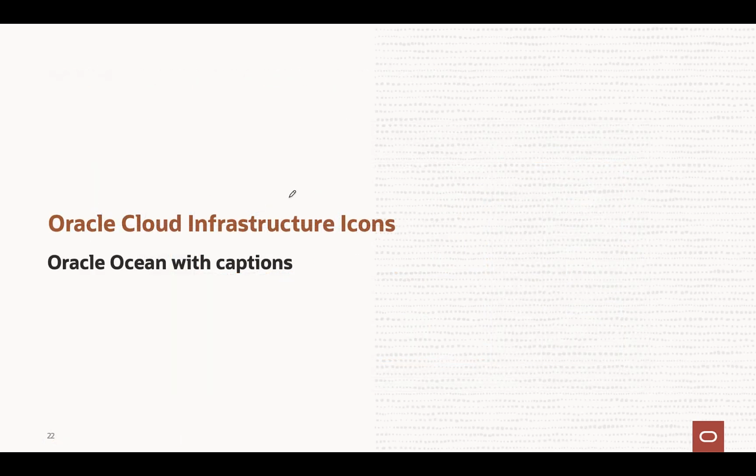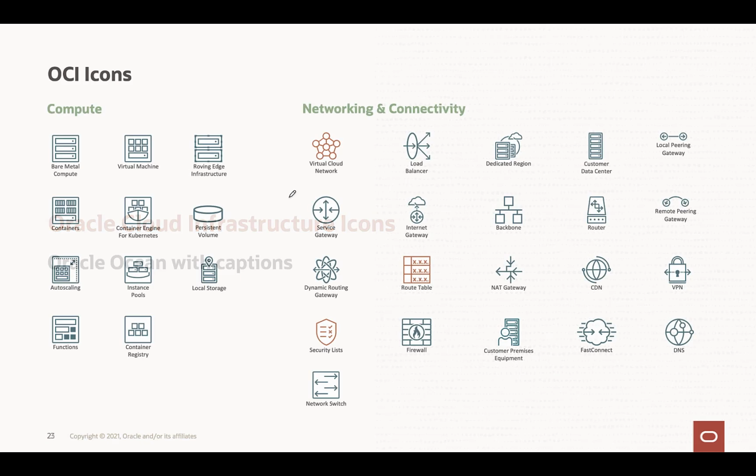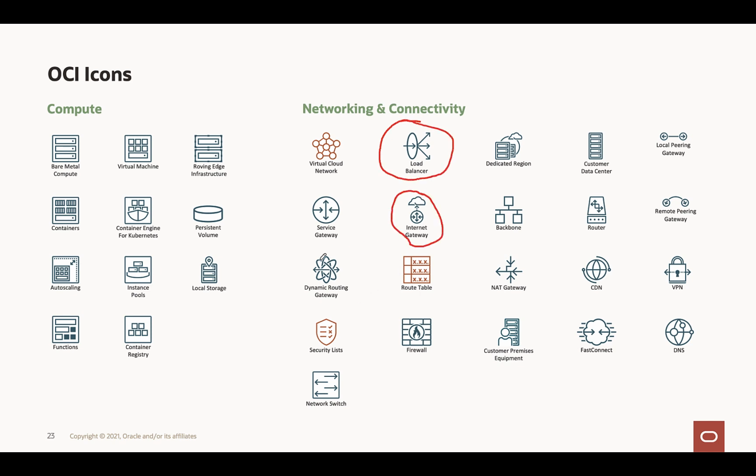All right, what are the icons that we have here? Well, for compute, we have a few different icons. We have our bare metal, we have our virtual machines, we have persistent volumes, local storage, container registry, functions. For networking, as you saw, we have our load balancers, we have our internet gateways, and if you're going to service endpoints, we have our service gateway that we would add to our VCN.